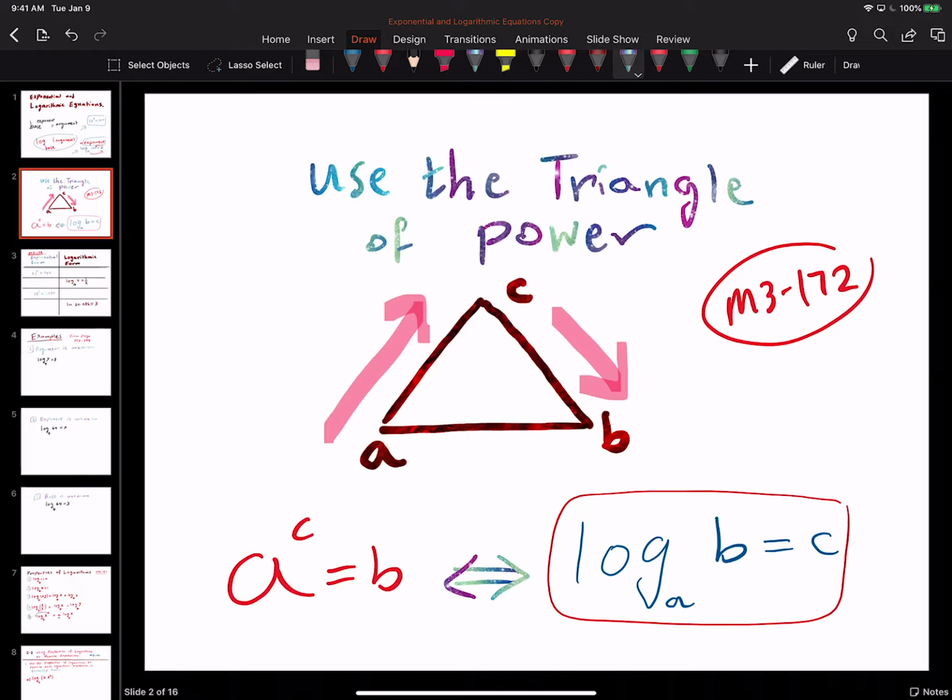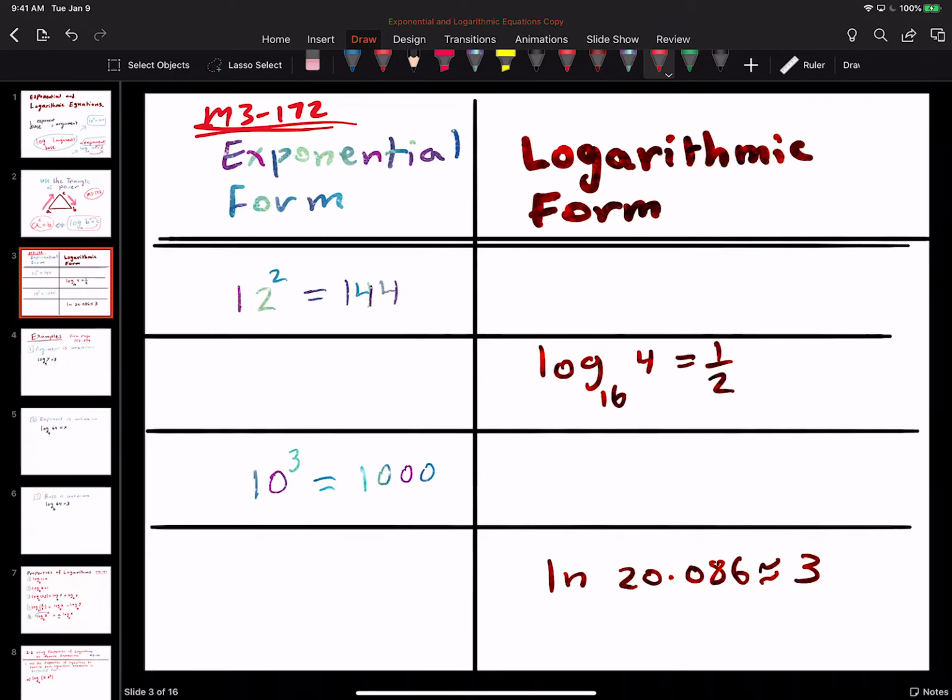And we can always double check by looking at it this way: A to the power C equals B. Let's try some examples to change from exponential form to logarithmic form.